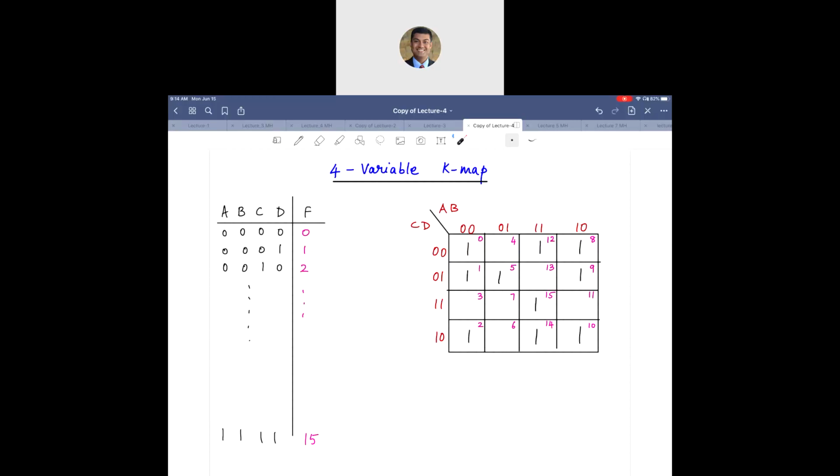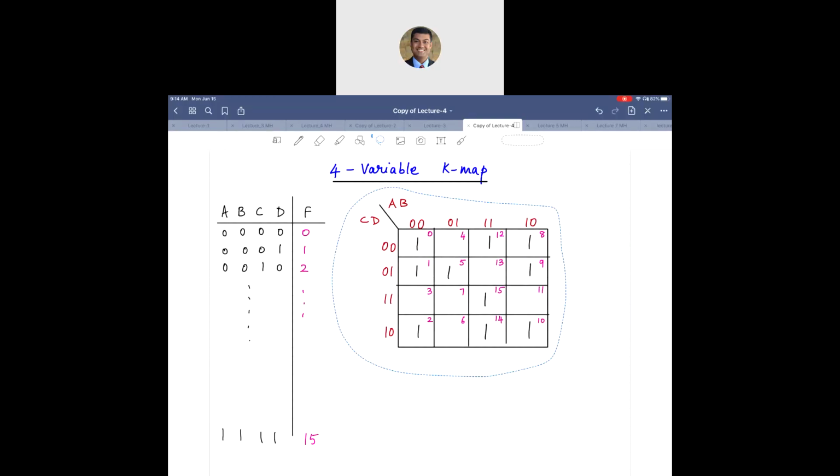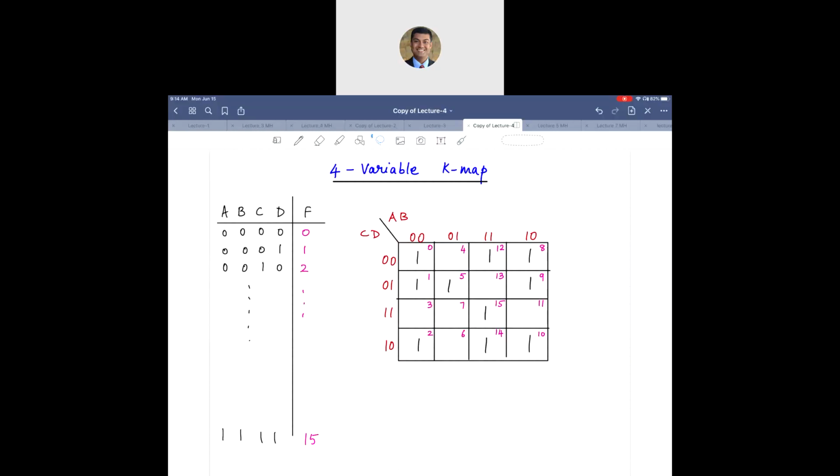Next, let's move on to our conversation of combining the ones. Can I make a group of 16 ones? The empty cells indicate 0. I cannot make a group of 16 ones. So the next question is, can I make a group of 4 ones?